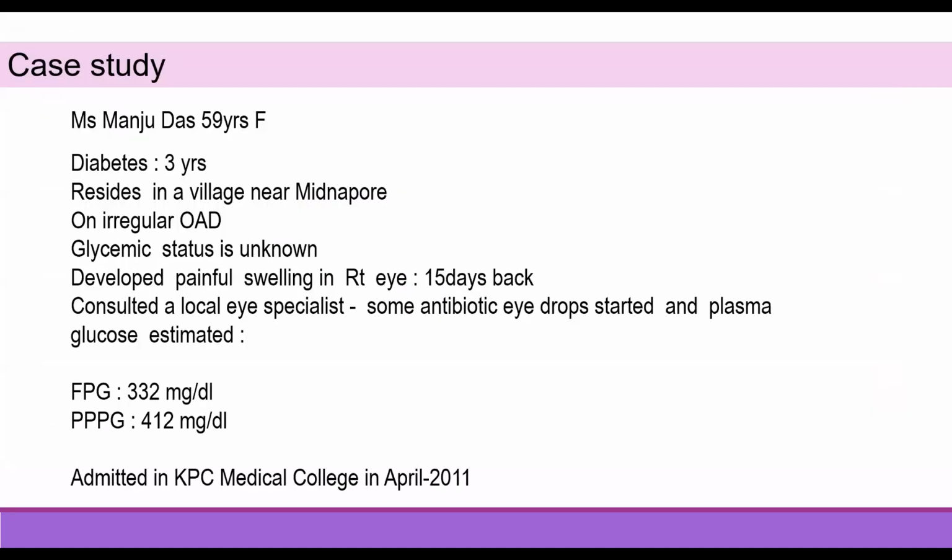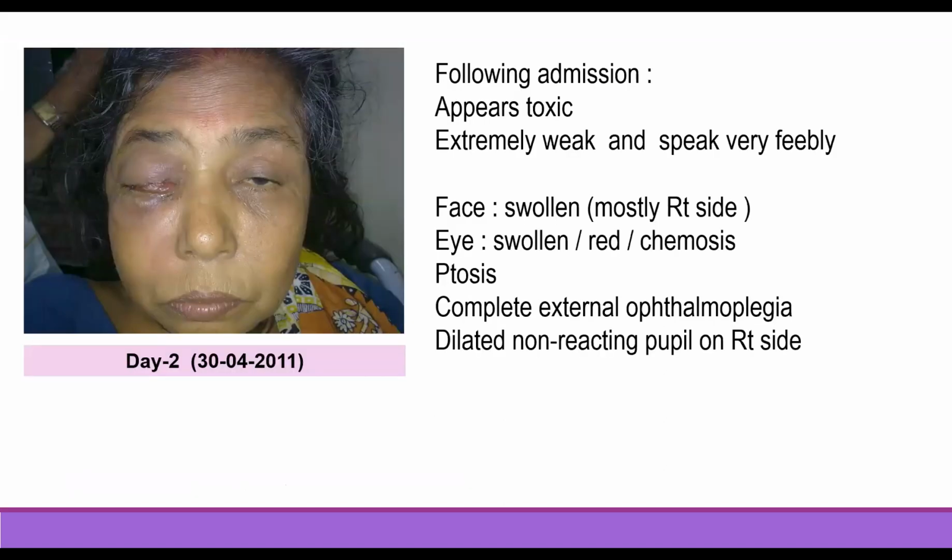Now, this is another case, Miss Monju Das, 59 years, female, diabetic for the last 3 years, resides in a village near Bidnipur on irregular oral anti-diabetic drug. Her glycemic status was unknown to us, but she developed a painful swelling in the right eye 15 days back. She contacted a local eye specialist, antibiotic drops were given, but no improvement. When the glucose was evaluated, it was 332 and PP was 412, and she was admitted in our hospital.